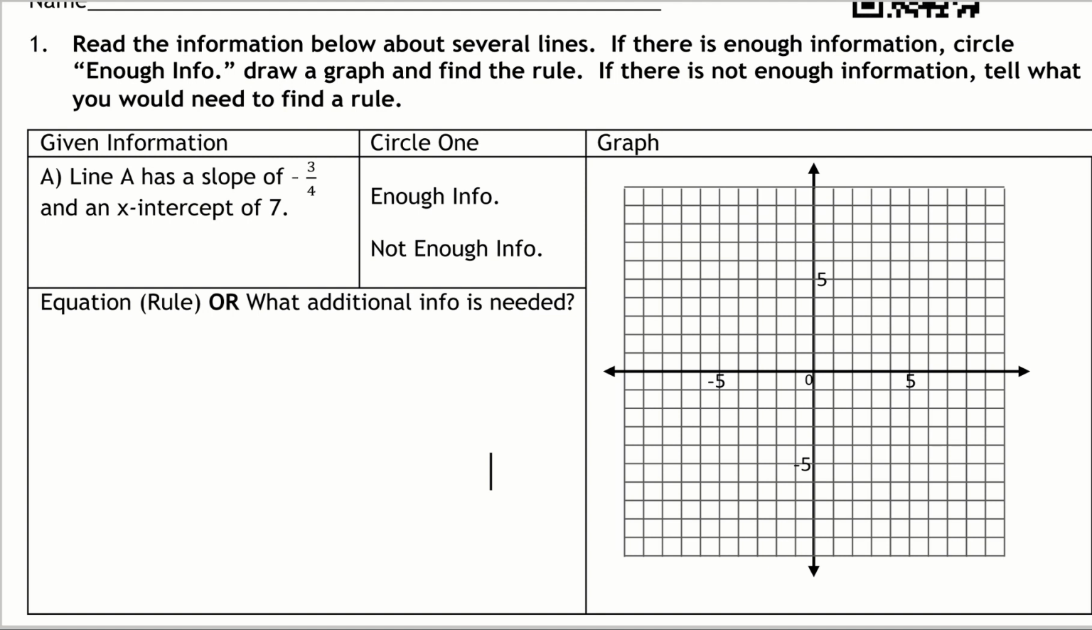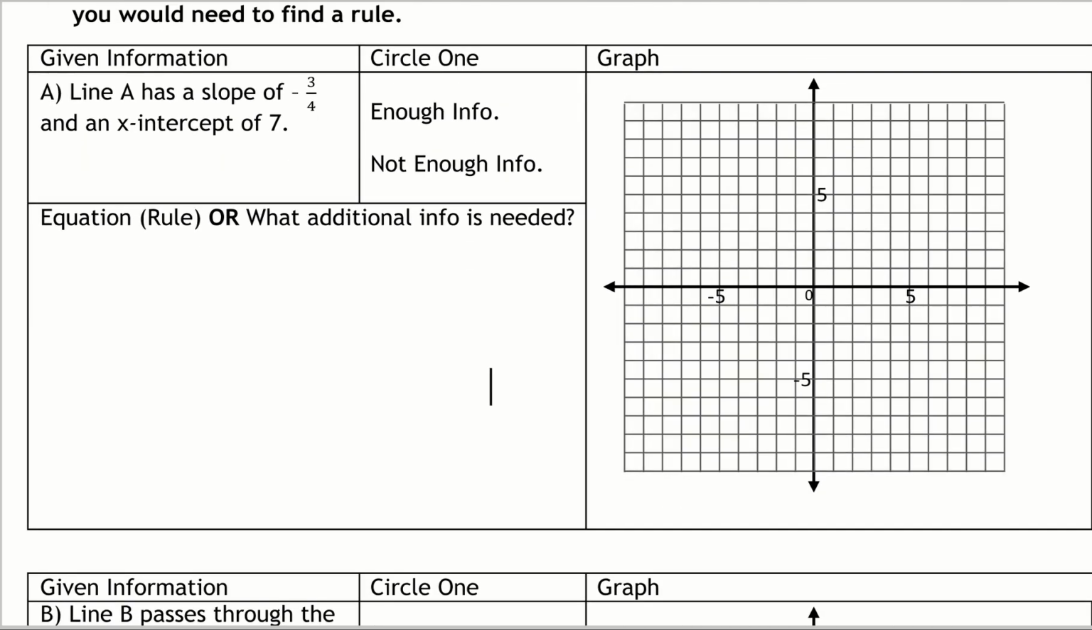A says that we are given line A, which has a slope of -3/4 and an x-intercept at 7. So let's go ahead and draw what we know. We'll begin with the x-intercept, which is a location on the x-axis, the spot where x is equal to 7 and y equals 0, because all the points on the x-axis have y values equal to 0. So we have this location (7, 0), and I'm going to put that dot on my graph.